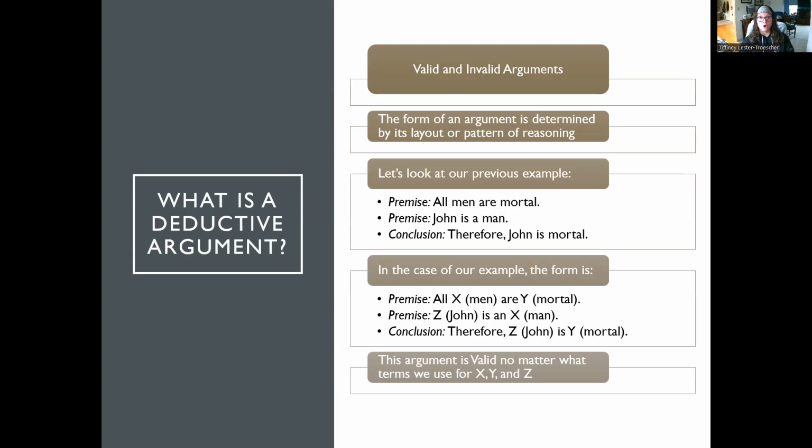So we have all men are mortal. So X, Y. John, that's a new term, so that's Z, is a man. So man was X. That was the first term we mentioned, right? Therefore, John, Z, is mortal. Mortal was the second term we used, so it's Y. You can see X is to Y, Z is to X, therefore Z is to Y.